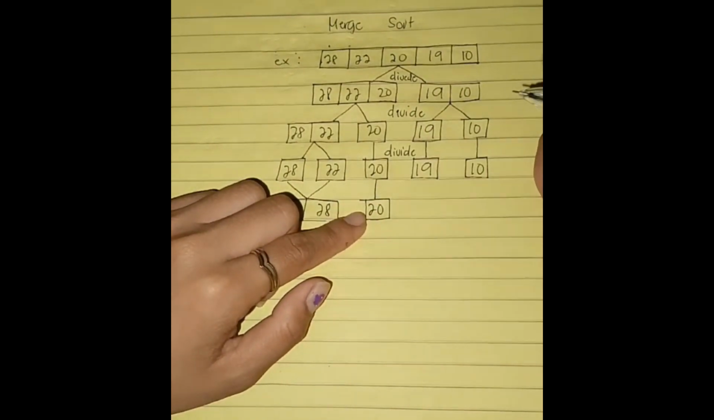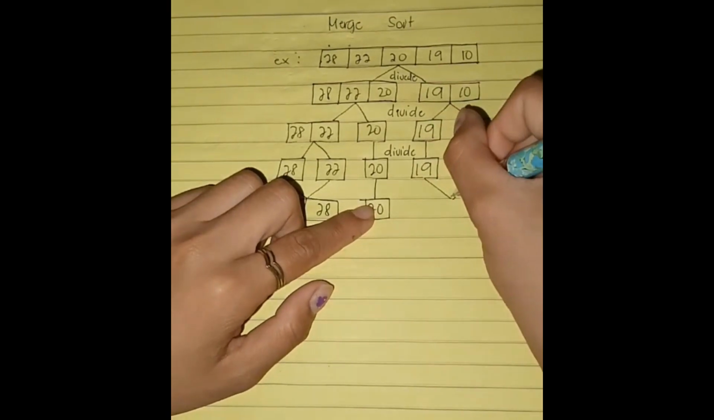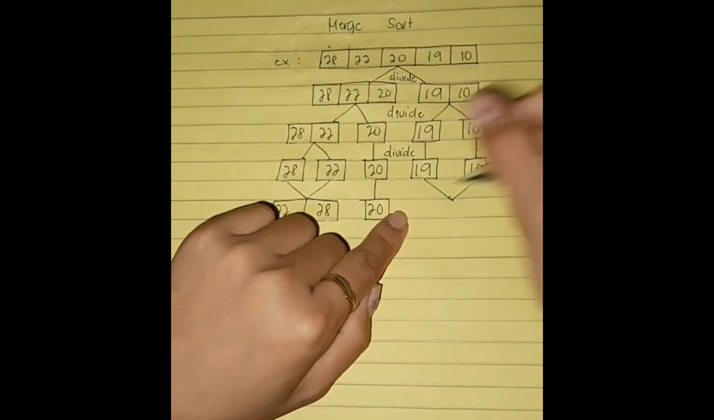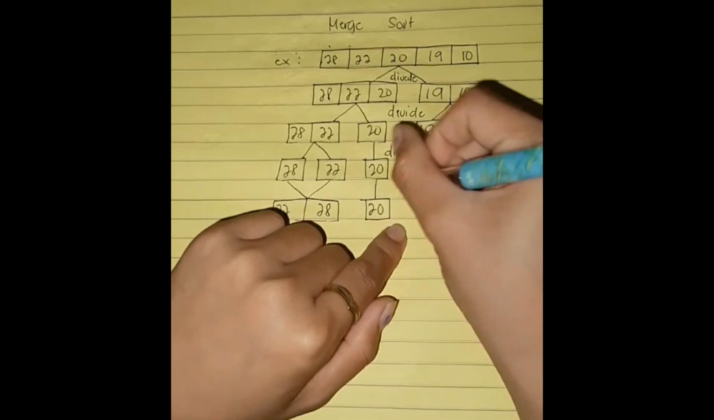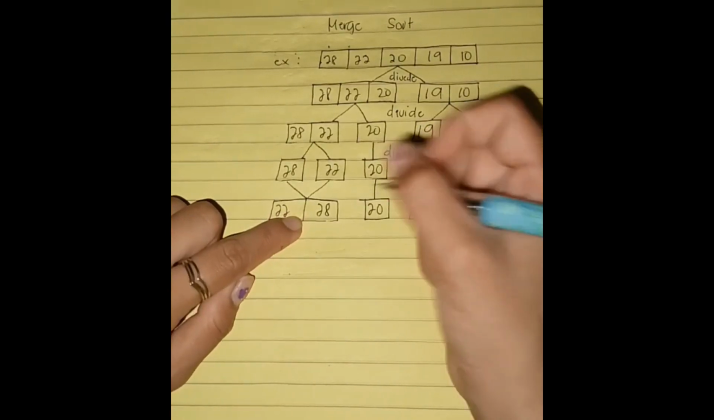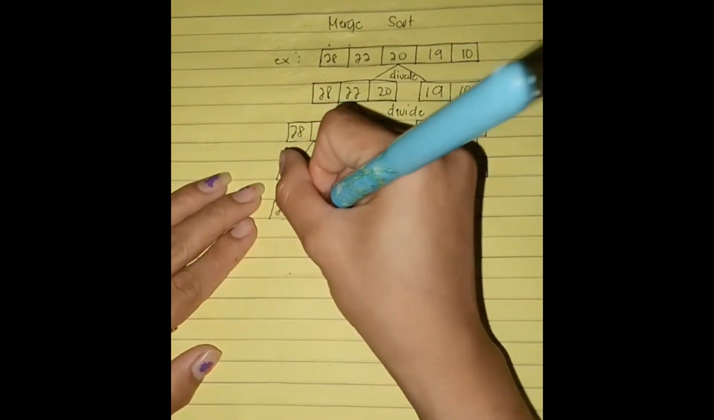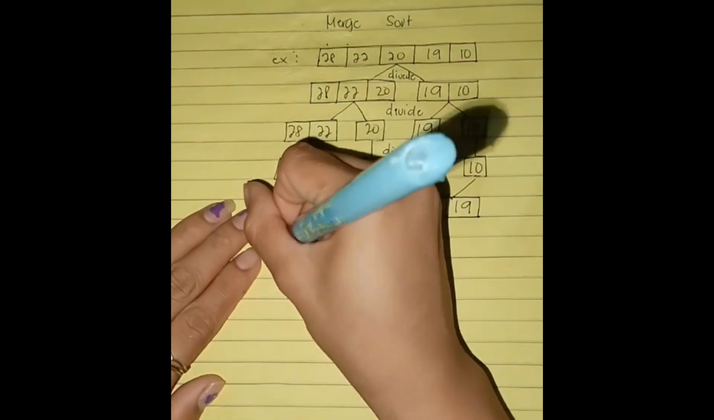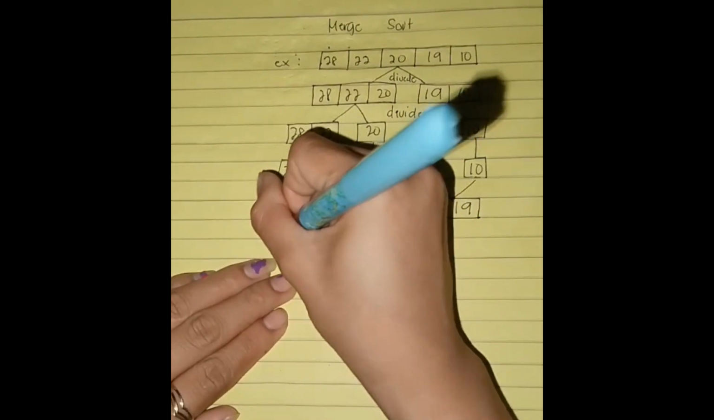Dito naman, i-conquer naman natin ang 19 at 10. Dahil less than si 10 kay 19, ilagay natin sa unahan si 10 at ilagay natin sa huli si 19. Then dito, i-conquer naman natin si 22, 28 at 20. Dahil mas maliit si 20, ilagay natin sa unahan. Then, isunod natin si 22 at si 28 ang last.